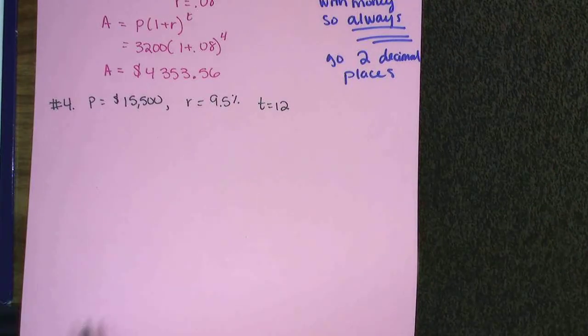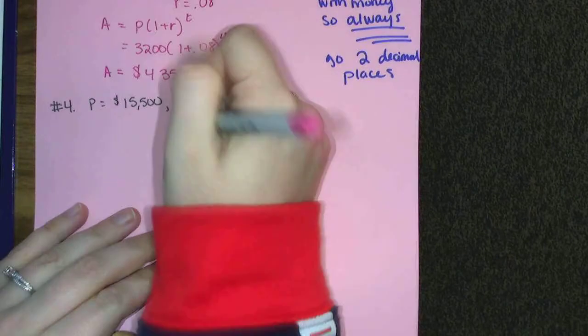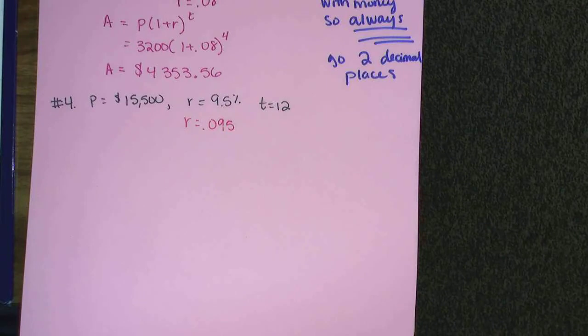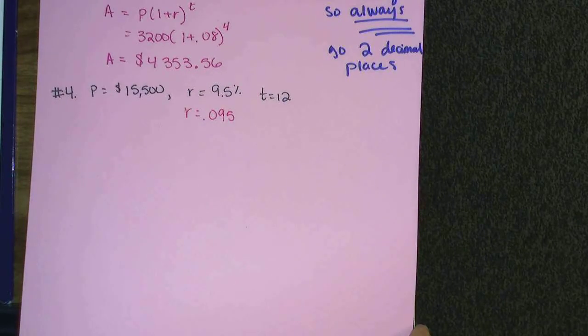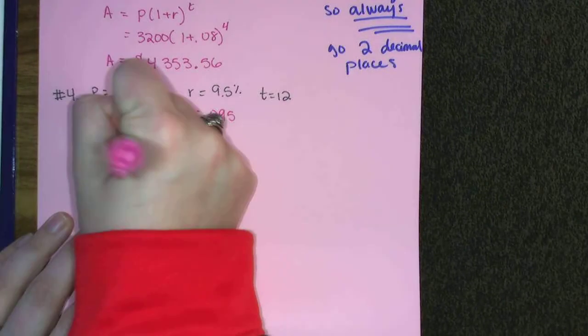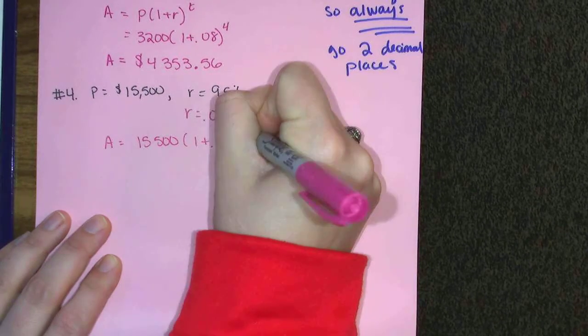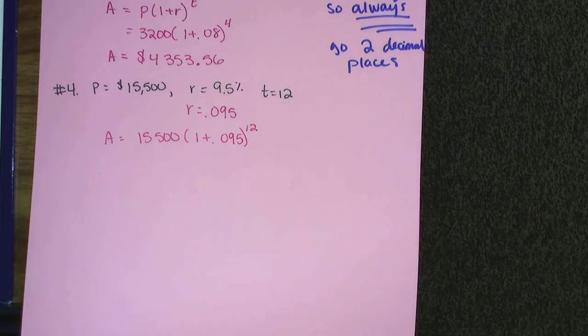Alright, so the next one, P is 15,500, R is 9.5%, and T is 12. So what is R as a decimal? Move it 2 left. Okay. So then how do I set this one up? And then y'all can put that in your calculator.